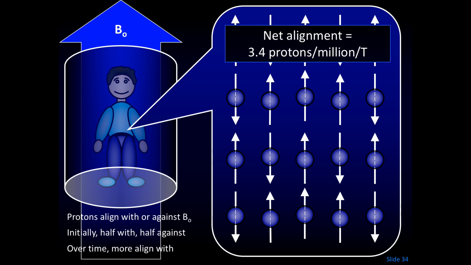with and against, and you'd end up with 500,000 and 1.7 lined up with the magnetic field, and you'd have 499,998.3 against. You get the point that there'd be a difference of 3.4 out of 1 million lining up with or against. Imagine if you tried to do an election and you had 1 million people voting and the election came down to 3.4 people, okay? So that's how few protons net line up with the magnetic field.